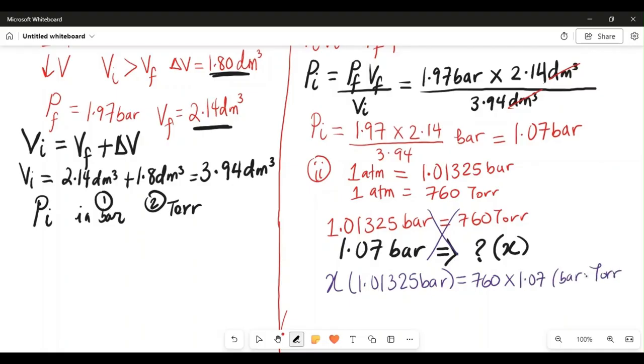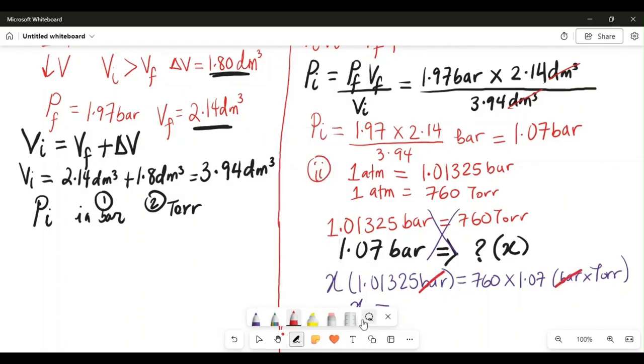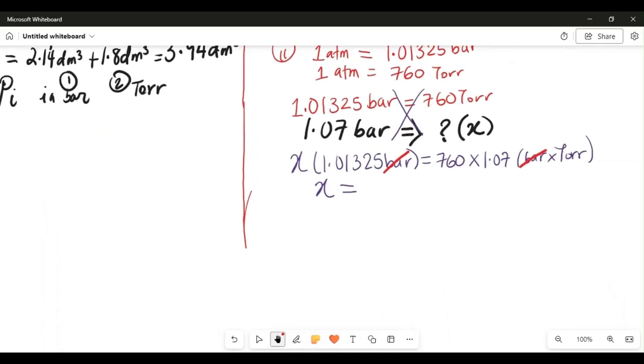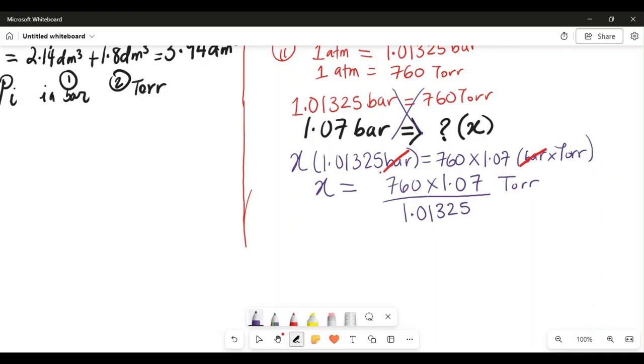Basically, I'm just separating the units from the information. So the X unknown is going to equal, first of all, before we go on to solve it, you can make your work easier by simply canceling things out. You can cancel out bar, since we're going to solve it in torr anyway. So let's go up a little bit. We're going to end up with 760 times 1.07 torr divided by 1.01325.